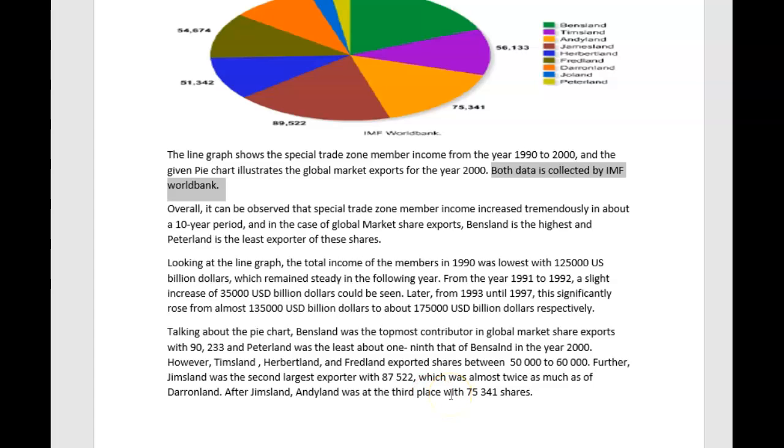Okay, that's a little confusing because you kind of jump all over the place here with these figures. I realize that there's a lot, but I do find that you're kind of jumping around and it makes it rather confusing. Okay, so let me tell you what I mean here. Bensland was at top, that's clear. Let's see, and Petersland is the least, okay, and that's clear.